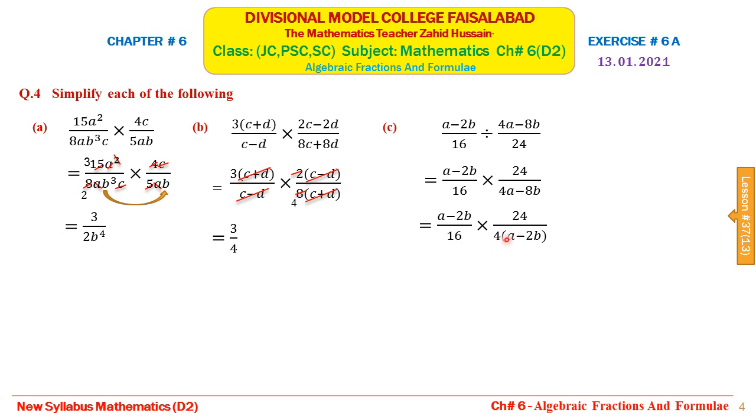Now this fraction and this fraction will be multiplied. Before multiplying, we will cancel out the common factors. What are common? a − 2b is cancelled with a − 2b. 8 3s are 24 and 8 2s are 16, and nothing is being cancelled out. In the numerator of the first fraction is 1, in the numerator of the second fraction is 3. So 3 multiplied by 1 is 3, and in the denominator of the first fraction there is 2, in the denominator of the second fraction there is 4. So 4 multiplied by 2 is 8. So our final answer is 3/8.